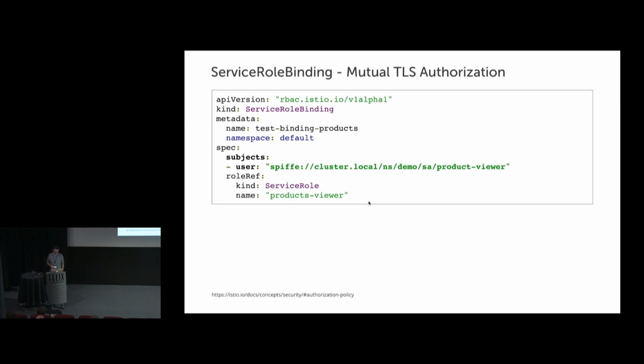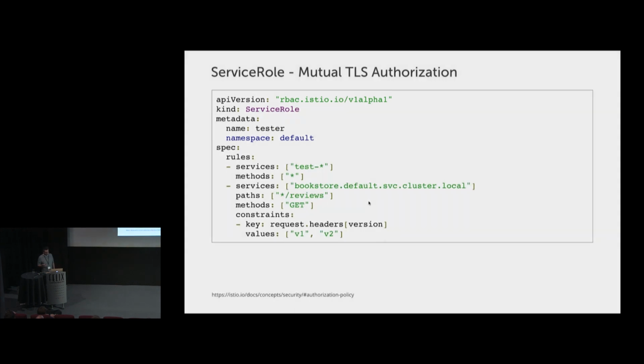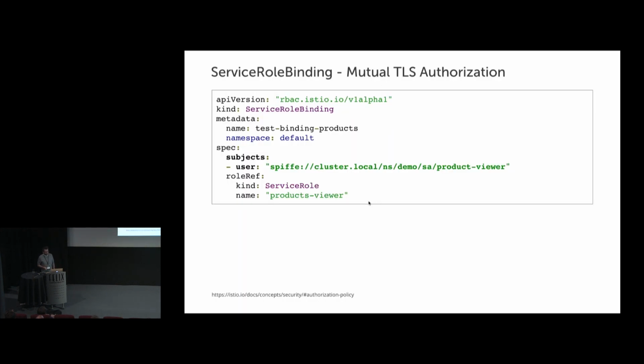Here is how we bind this. We created this service role, and then we can bind this role to a service account. So in the previous version, we had everything in one, but now in the latest version of Istio, we have two different resources. So we create a role, and then we bind the role to a service account. So we allow them to talk.